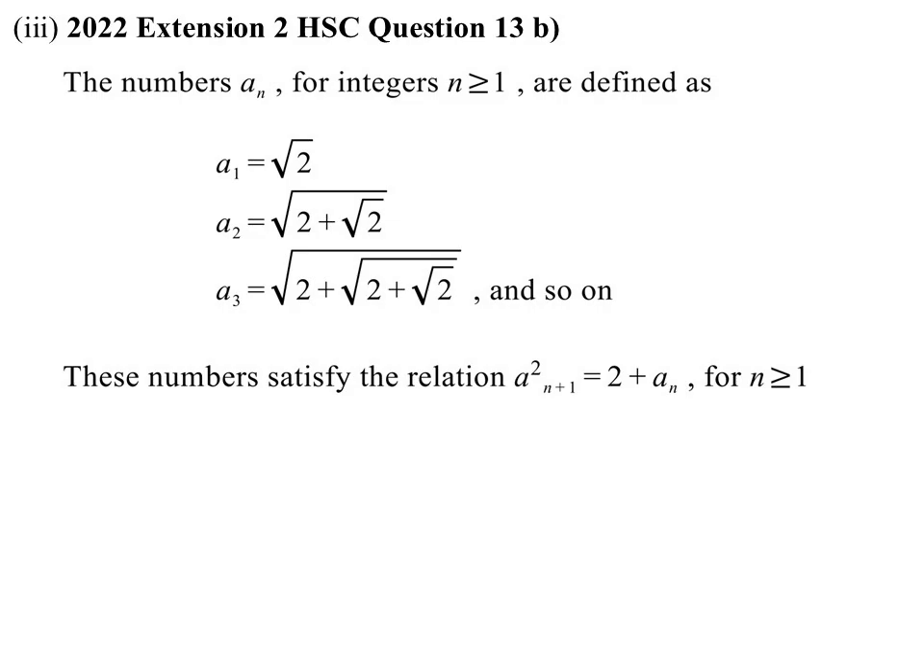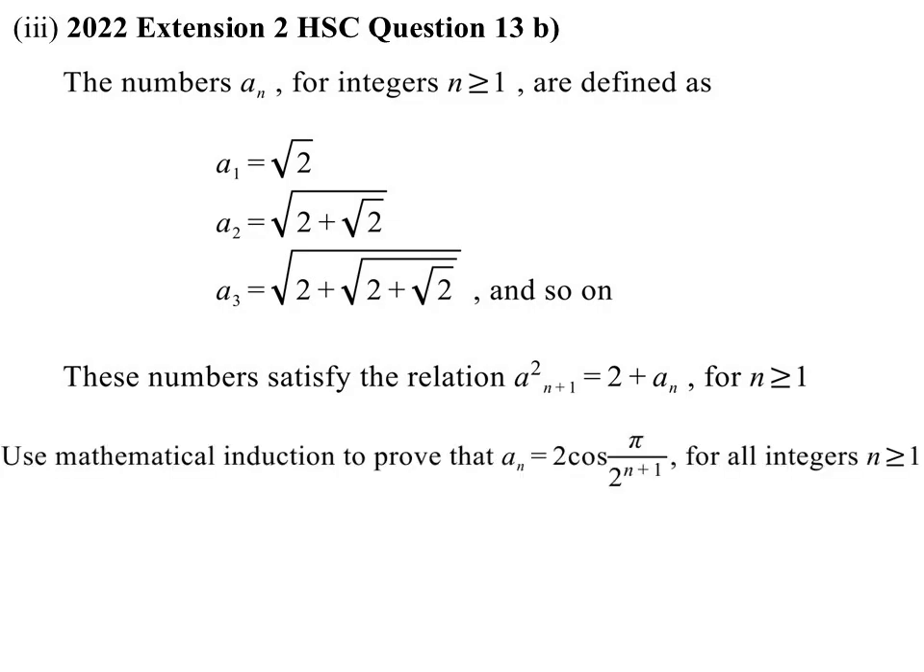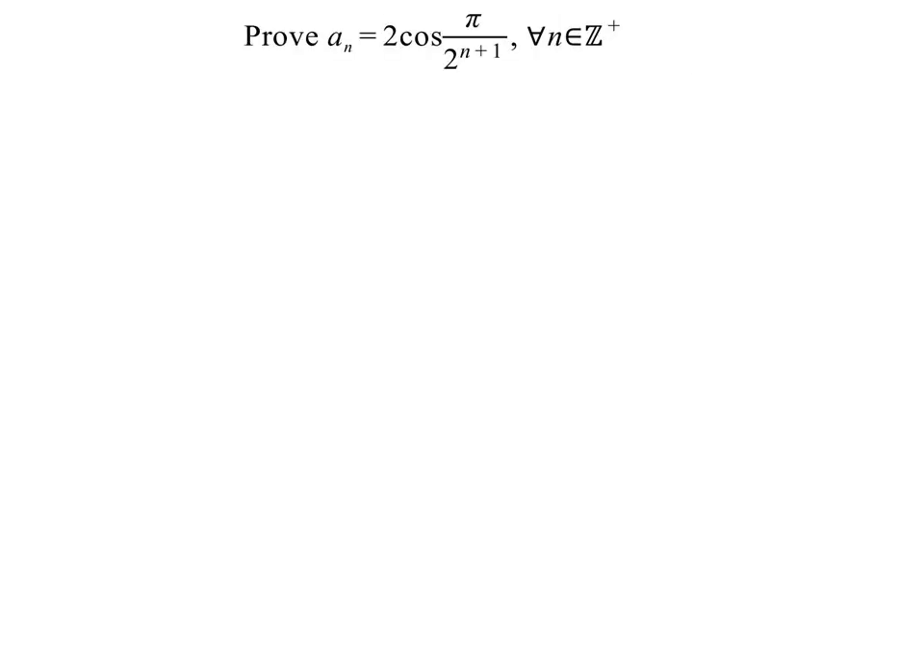Let's have a look at an HSC one, 2022. It also involved the square root of 2. So a_1 is the square root of 2, a_2 is the square root of 2 plus the square root of 2, a_3 is the square root of 2 plus the square root of 2 plus the square root of 2, so it's all nested together. So in other words, here's the pattern, here's the formula. a_(n+1) squared is equal to 2 plus the previous term. And somehow we get trig into this. Use mathematical induction to prove that every term is actually equal to 2 times the cosine of pi on 2 to the power of n plus 1. Okay, that's what we're trying to prove.